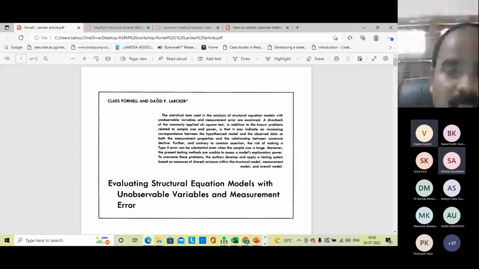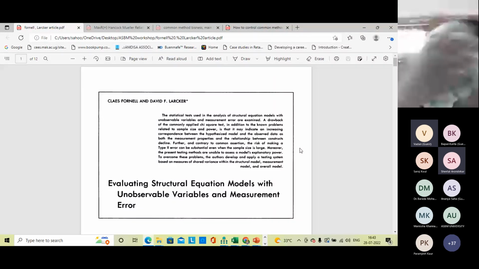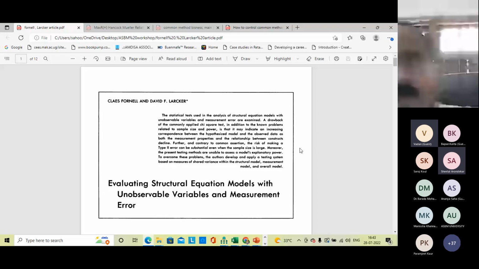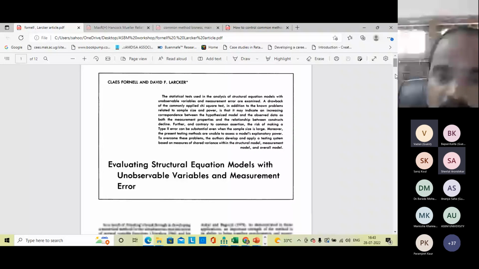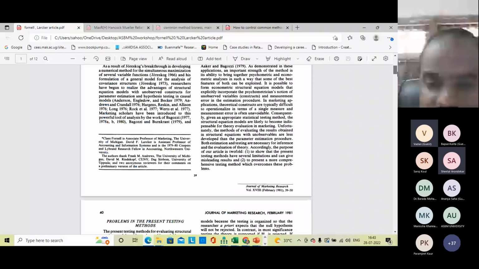In any thesis or article you are writing, this article might have been cited more than 1 lakh times. From that you can imagine how important this article is. So directly you can say, according to Fornell and Larcker (1981), the validity can be tested.